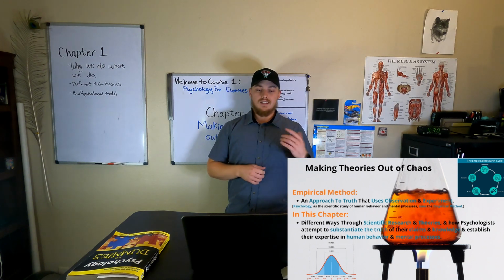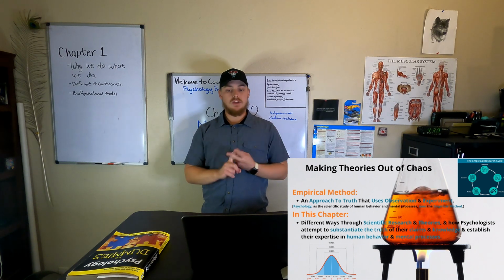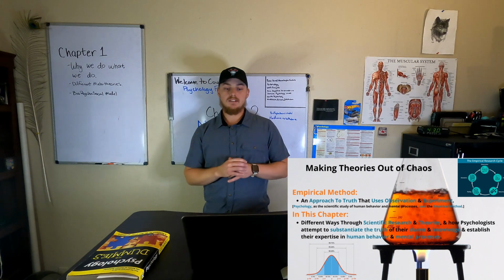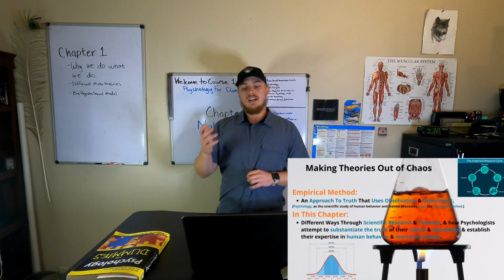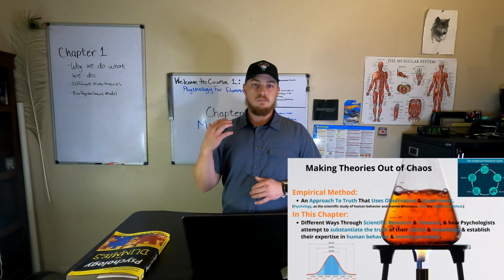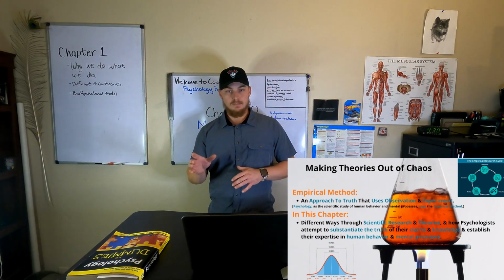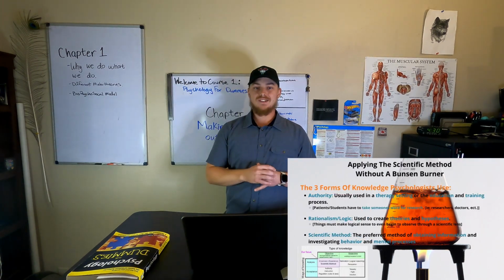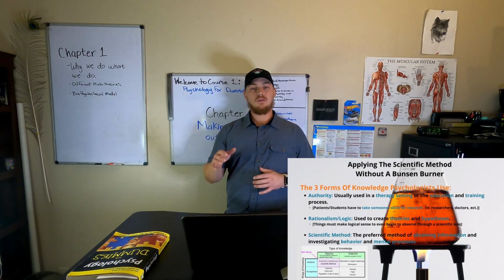So we see that in this chapter, there are different ways through scientific research as well as theories on how psychologists attempt to substantiate the truth of their claims and knowledge and establish their expertise in human behavior and mental processes. So this is where we see ideas of standard deviation come into play, as well as the scientific method.